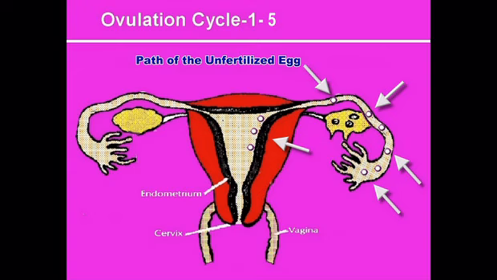In this next diagram, we see the usual path of the egg from the ovary through the fallopian tube into the uterus. If fertilization and impregnation do not occur, the egg will not implant and will ultimately die, break down, and finally be eliminated during menstruation.